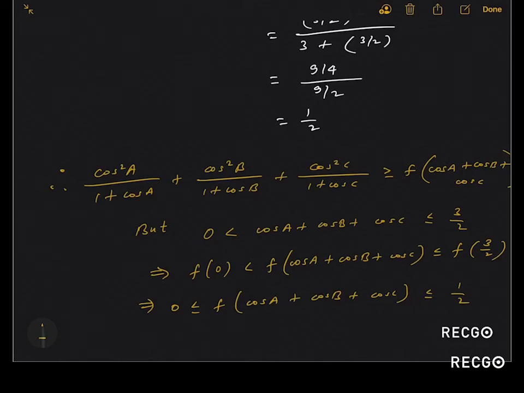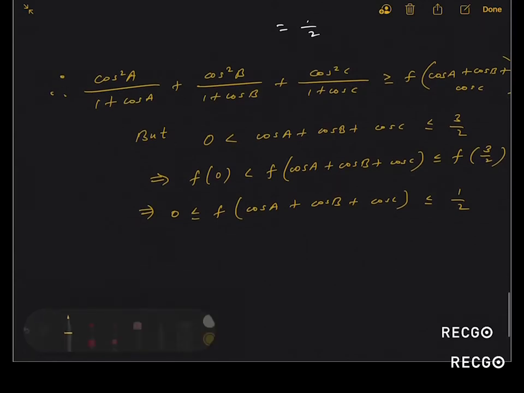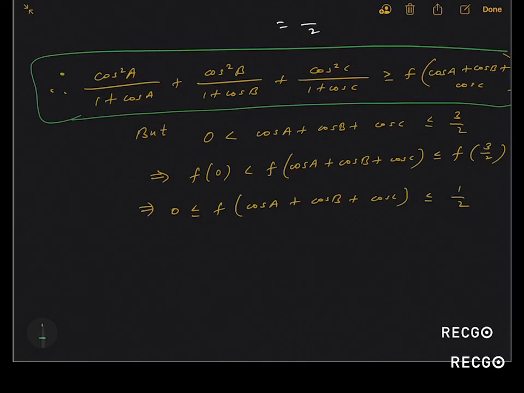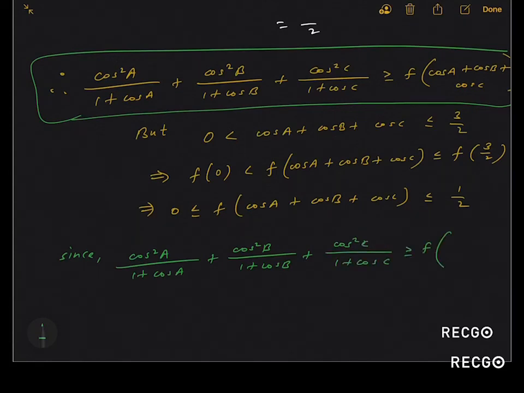Whatever is being written on your screen, I already explained this. I have applied the concept of increasing function, and I have shown that as cos a plus cos b plus cos c lies between 0 to 3 by 2, the value of f of cos a plus cos b plus cos c lies between 0 to 1 by 2. Whatever I explained, I'm just going to write it again.